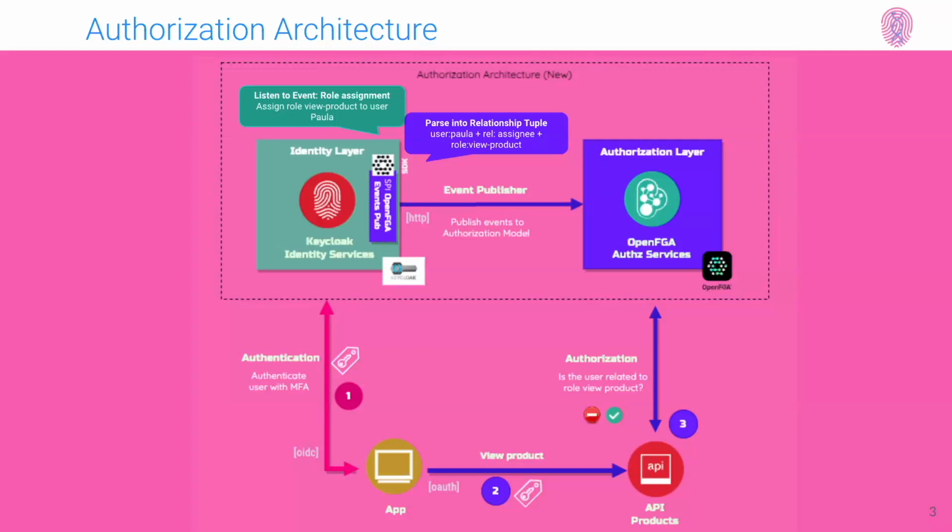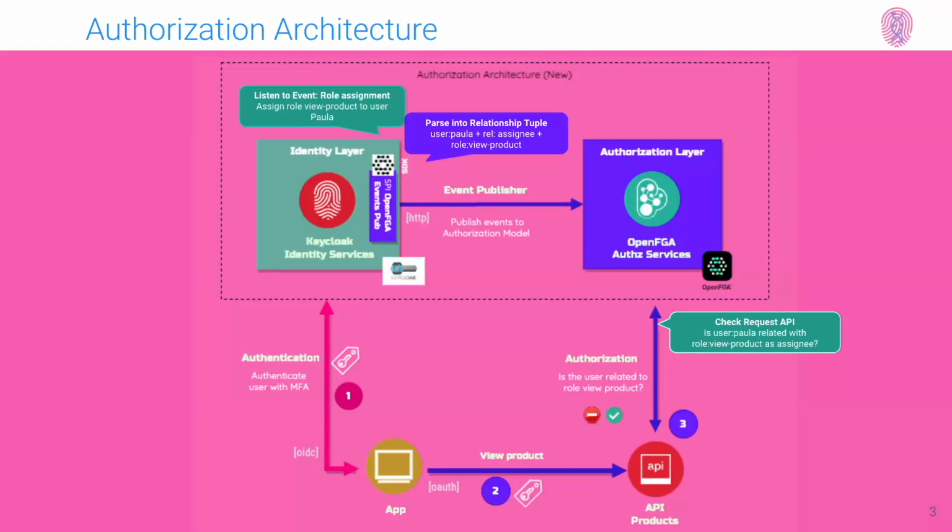This thing that I'm talking about is just OAuth 2 and OpenID Connect, which are standard protocols. And then based on the user, the API, which is a Node.js API, is using the OpenFGA Node.js SDK in order to check with the OpenFGA service if the user is allowed to do a certain operation. So in this case, the API is calling the check request API, and it's asking something like, is the user Paula related to the role view product with the relationship assignee? This is the way the API is validating if the user is allowed or not to do the operation.